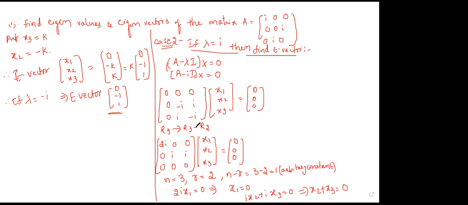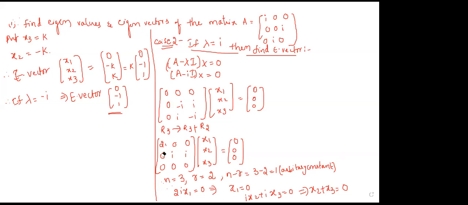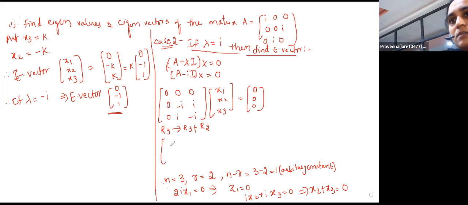Again, R3 plus R2. Okay. And then I'll change here. That is 0, 0, 0; 0, minus i, i; 0, 0, 0 into x1, x2, x3 is equal to 0, 0, 0.